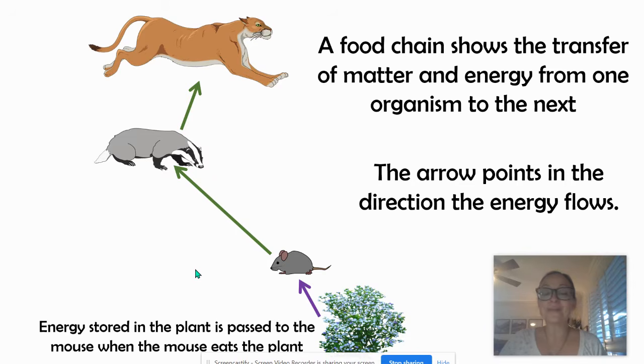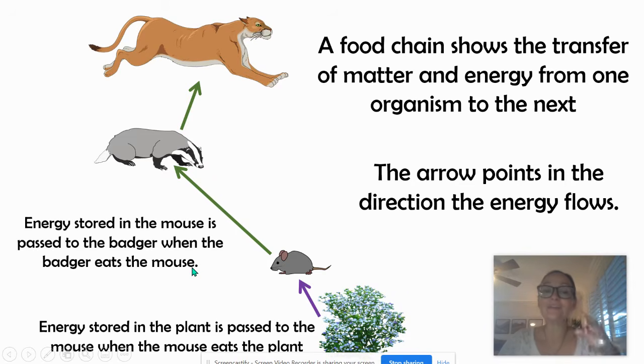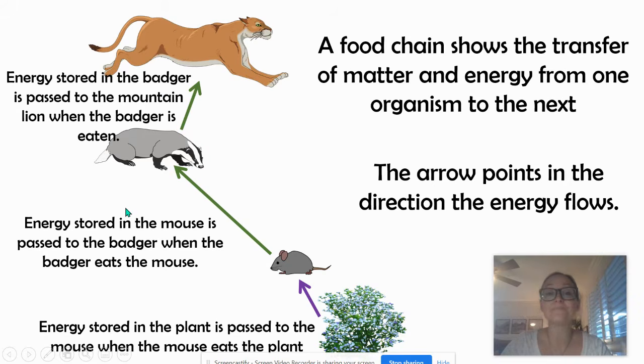And then when the mouse is eaten by the badger, that energy that was stored in the mouse is now being transferred to the badger, as well as the matter, the carbon, hydrogen, oxygen, nitrogen, and phosphorus. So energy stored in the mouse is passed to the badger. And then when the badger is eaten by the mountain lion, then any energy remaining is now passed from the badger to the mountain lion.